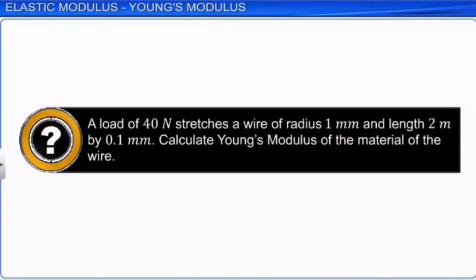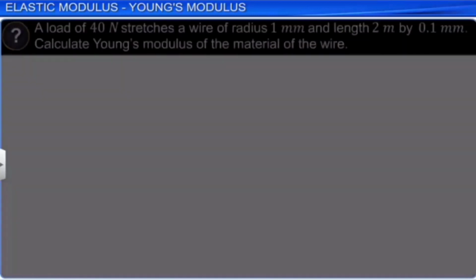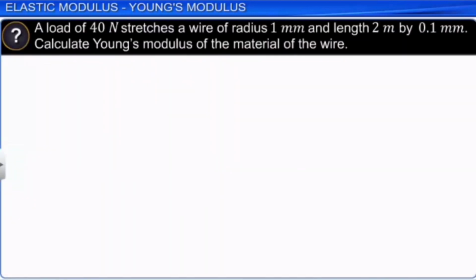We will now solve a numerical problem. A load of 40 newtons stretches a wire of radius 1 millimeter and length 2 meters by 0.1 millimeter. Calculate Young's modulus of the material that the wire is made of. The values given in the problem are force F, length L, extension delta L and the radius R of the wire.